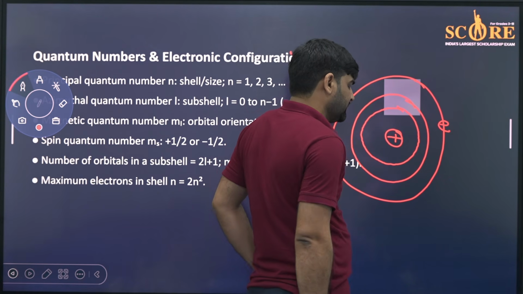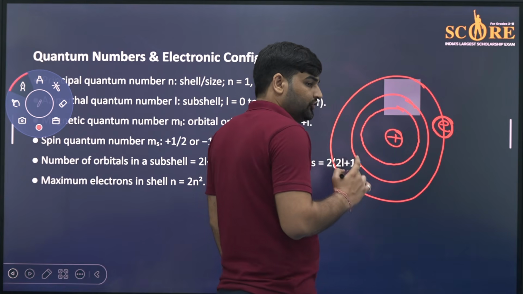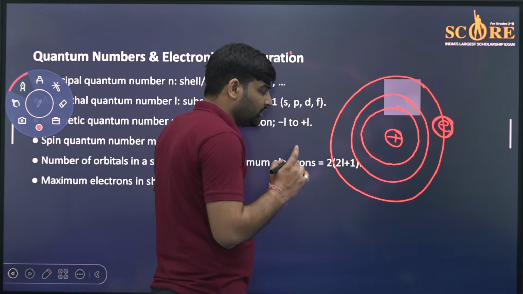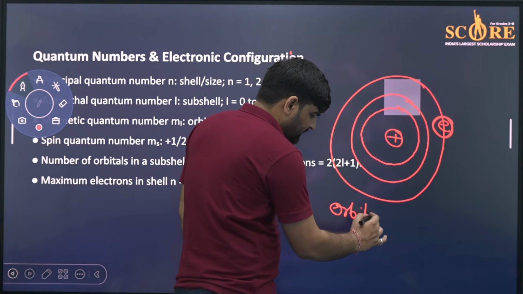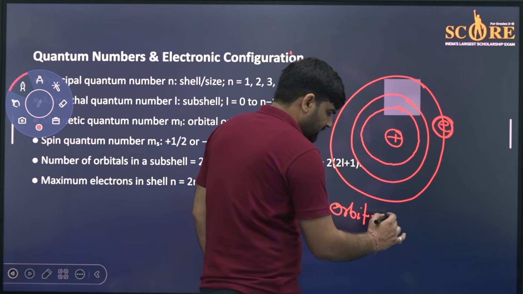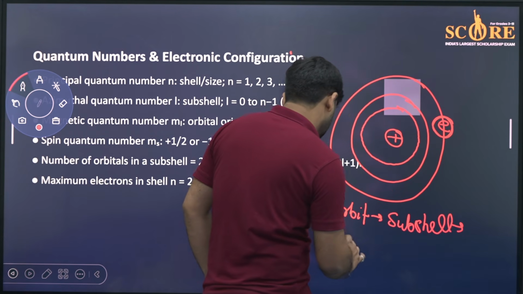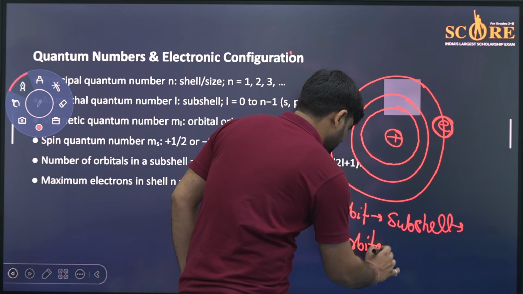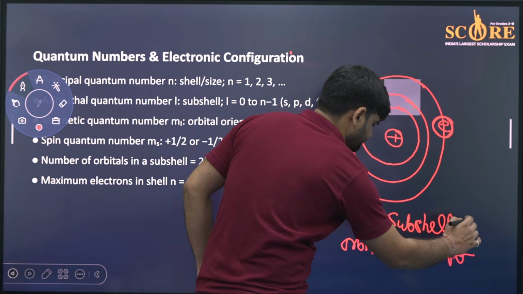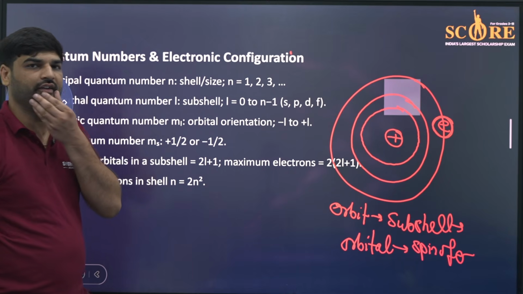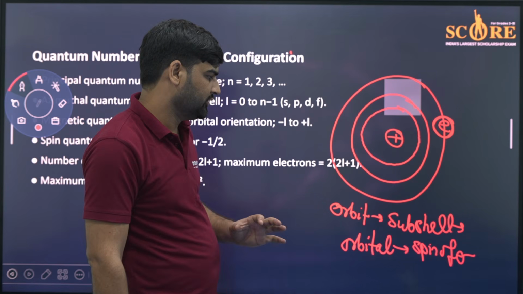Here electron is present. So when we want to reach the electron, you have to know first the orbit, then orbit means shell, then you have to find the subshell, then you have to find the orbital, and then find the spin of the electron. You have to find first of all the orbit, then subshell, then orbital, then spin of the electron.